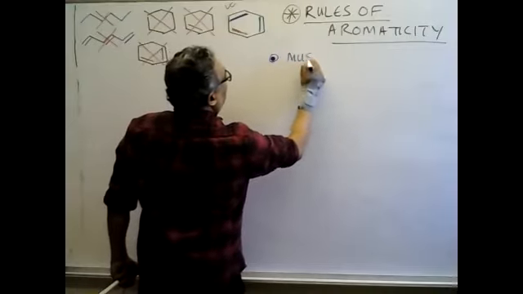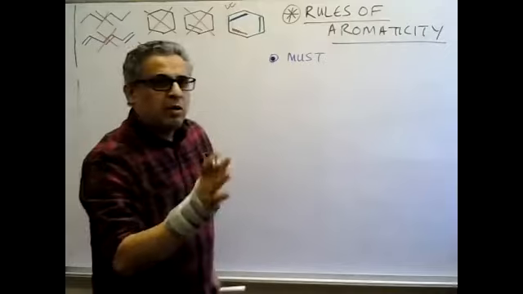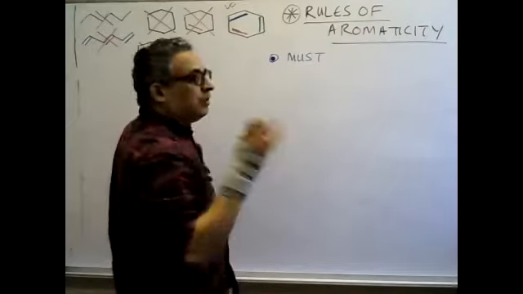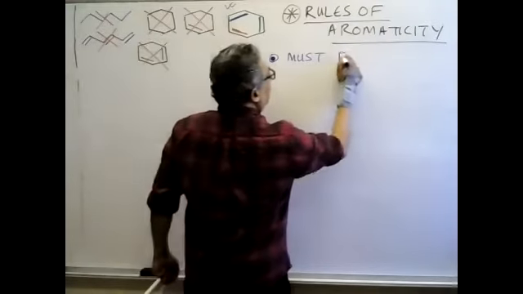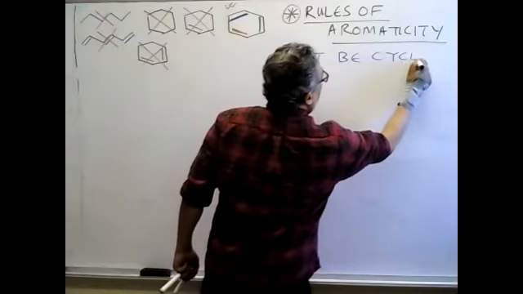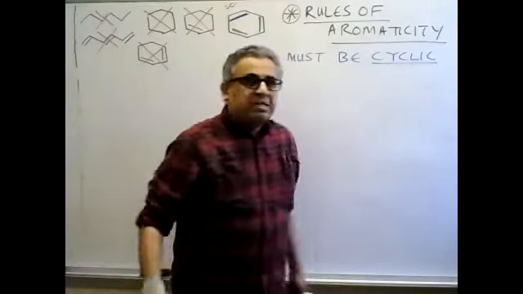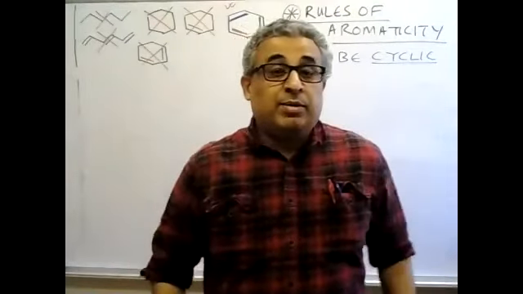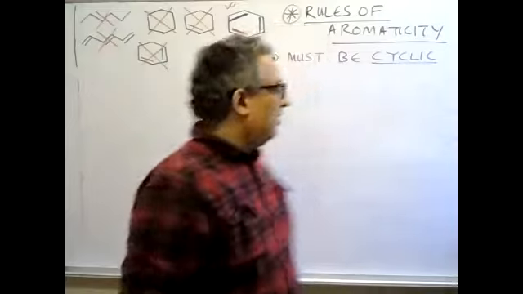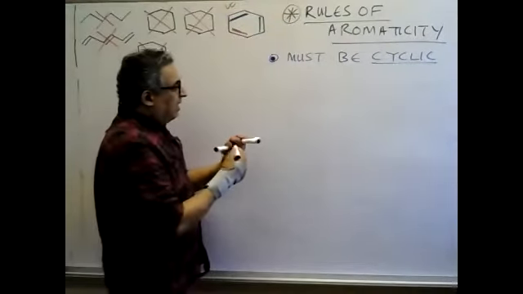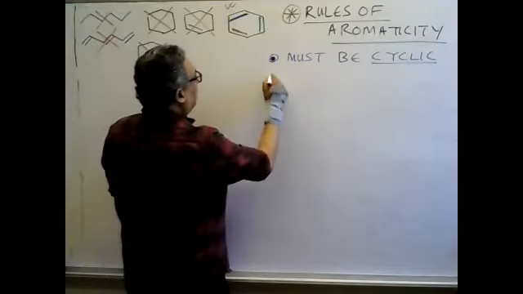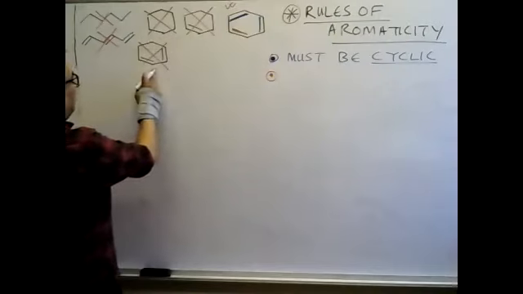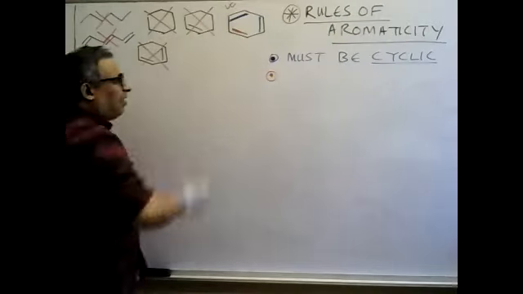I'm just skipping some words. You can put them in later on, and you will also have access to the video. So the molecule must be cyclic. Acyclic molecules being aromatic, we don't know any such compound yet. The molecule must be cyclic. That's very important. Rule number 2: this is cyclic, this is cyclic, they're not aromatic. This guy is aromatic.